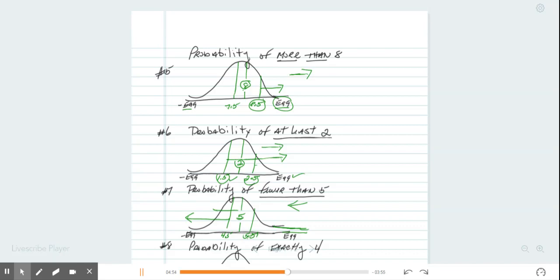Fewer than 5: 4.5 to my left. So negative E99 is my lower bound, and 4.5 is my upper bound.